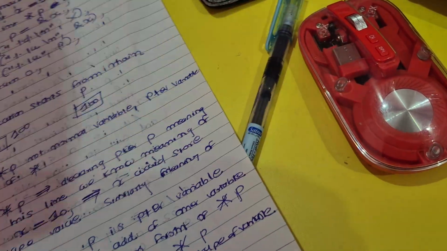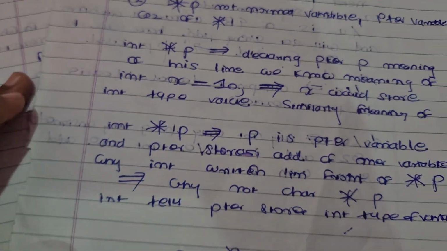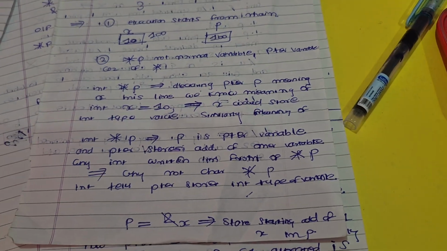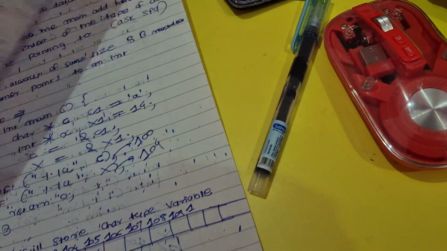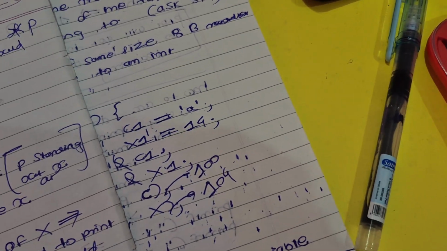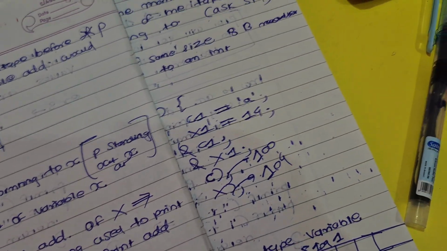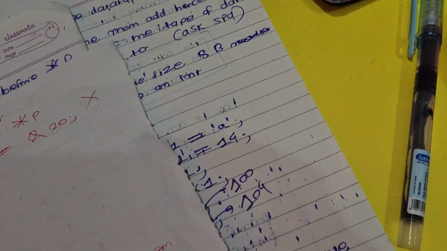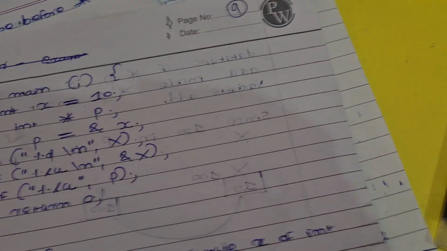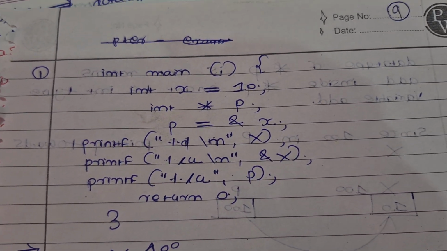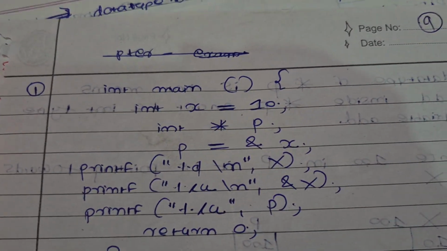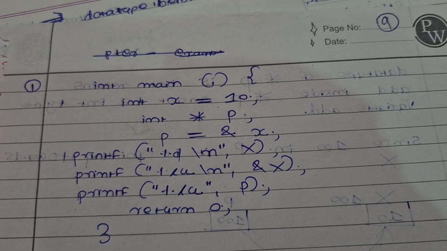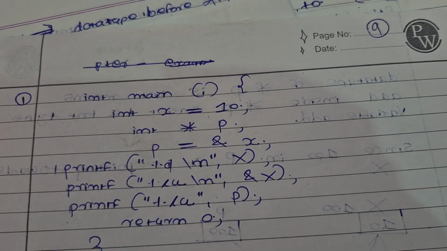What else? Here, if you see, I think it's the same as what I've explained. So in the question, if you see the format specifier, like percent d is for integer, it would be 10. Percent lu, why percent lu? It is long unsigned, for printing the address.